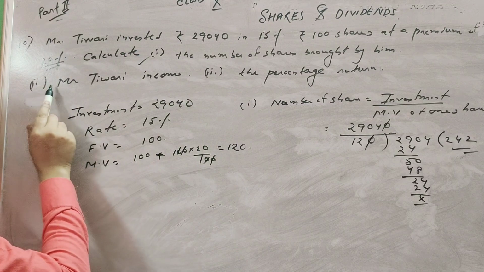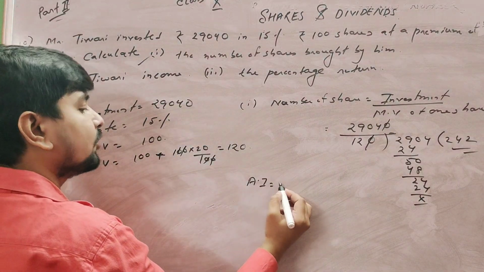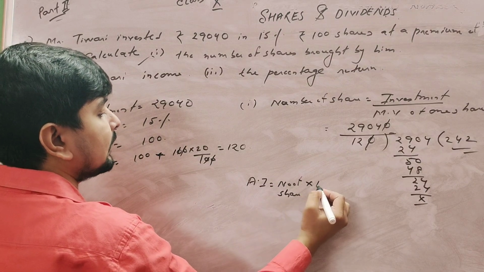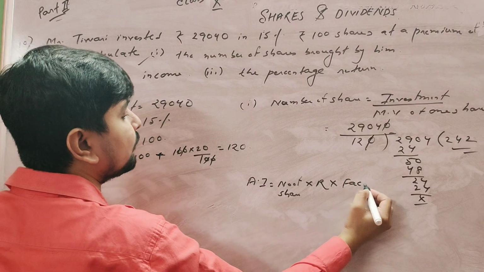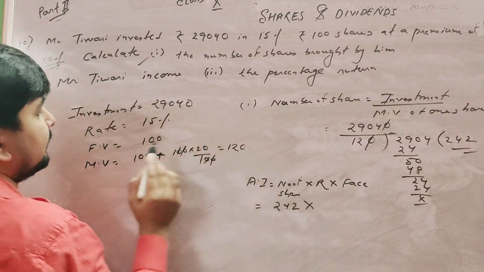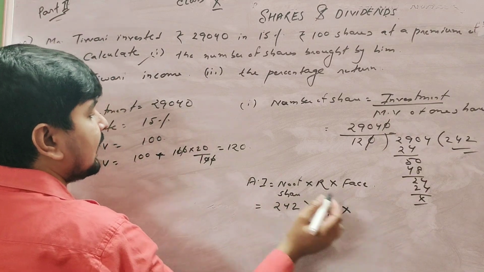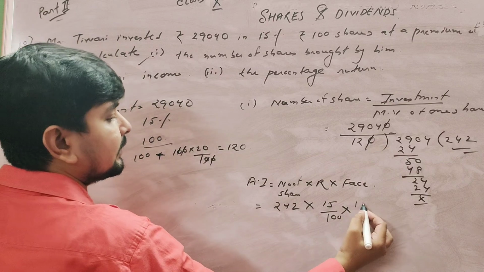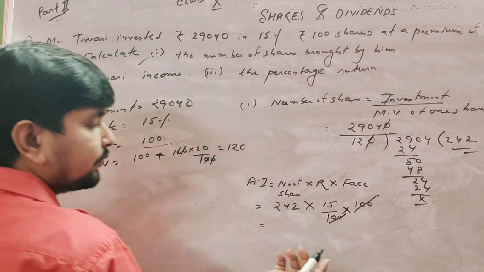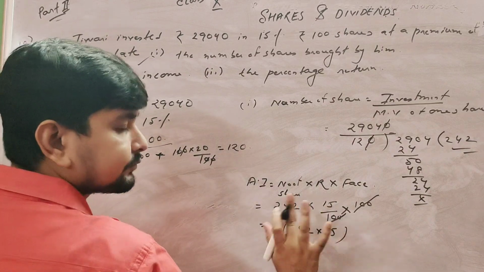Now the second question, Mr. Tiwari's income, that is annual income. The annual income formula is number of shares into rate into face value. The number of shares is 242, the rate is given 15% and the face value is 100. So 242 into 15 is our annual income.